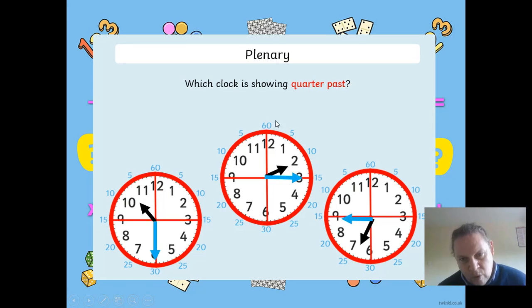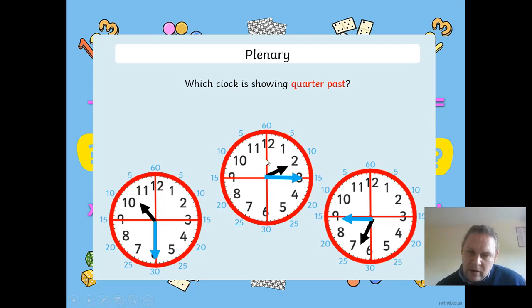Now, quarter past. Let's see. Now, monster's here, the 12. This is past the monster, past the monster, to the monster. Now, which side is our minute hand in? Our minute hand is in the past side, isn't it? Past. And we know that when we get to the 3, we call that quarter past. Okay? So it's this clock that is quarter past.